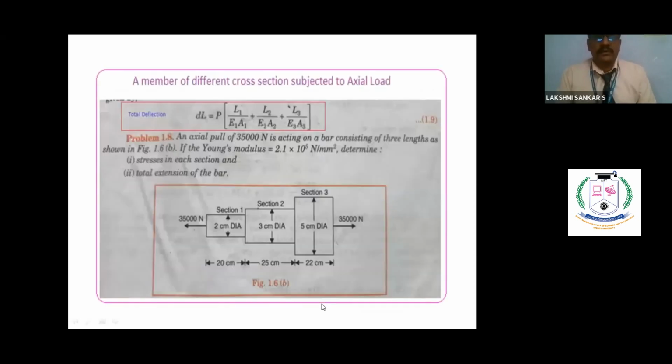Let us come to this small example. See here, the deflection is given by P1 L1 by A1 E1, P2 L2 by A2 E2, P3 L3 by A3 E3, because in this particular worked out example, 3 different cross-section members are shown here. It is being applied by 35,000 Newton. These members are connected in series.